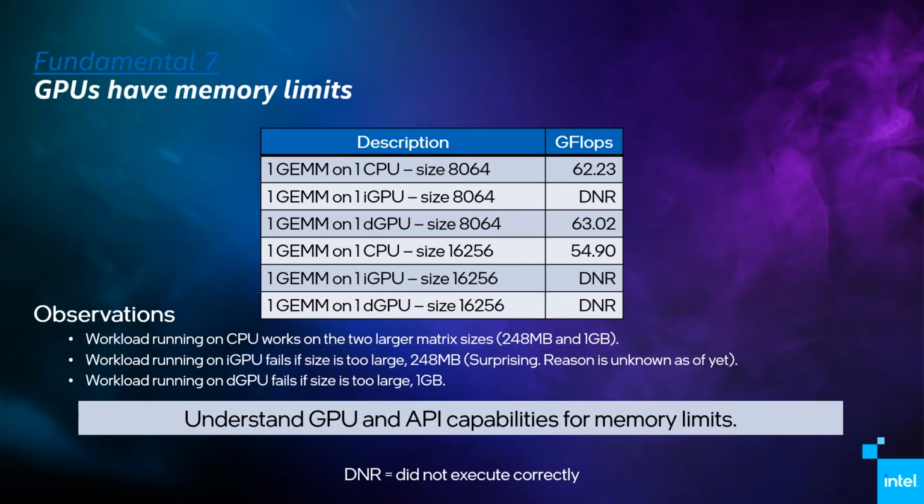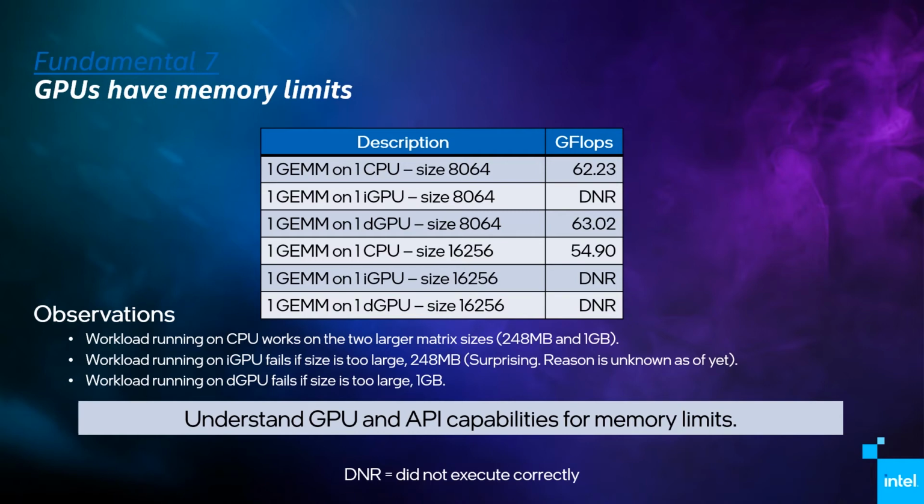And then lastly, another memory-themed fundamental. GPUs have memory limits. And so for this set of experiments, I ran one gem, and I again varied the size of the matrix multiplies from 8064 to 16,256 to test when the program essentially would stop running. And I saw some interesting results. So the CPU was able to perform the matrix multiplication successfully, whereas the integrated GPU was not able to do that at either size.